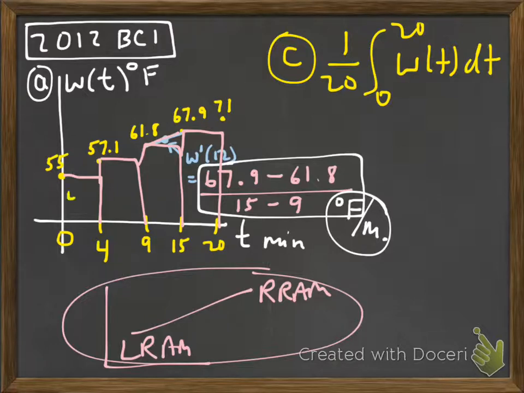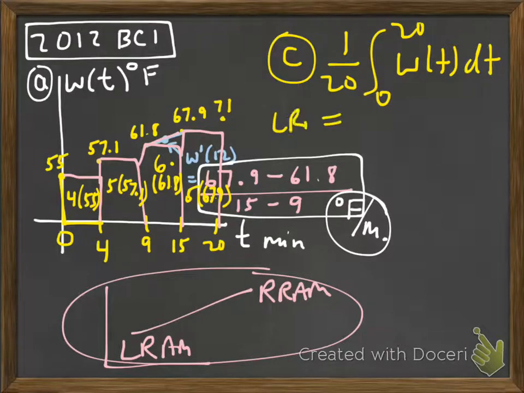This will be 4 times 55. So the dimensions here are 4 here and 55 along there. So 4 times 55. And then this one will be 5 times 57.1. Over here, this is 6 times 61.8. And you get the idea, hopefully. And over here, this is 5 multiplied by 67.9. Okay, so anyway, you just find the areas of each of those guys and you get the LRAM.